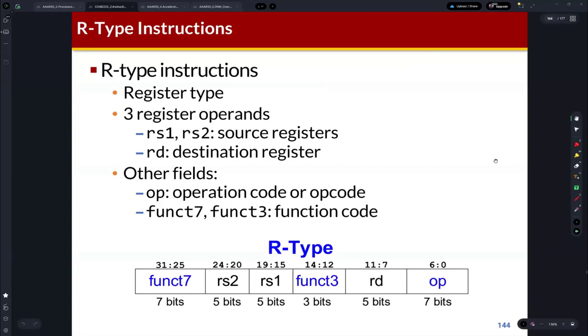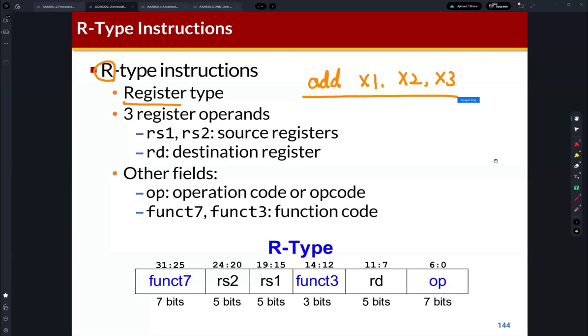Okay, let's learn about the R-type instruction. So in R-type instruction, the R represents the register type. So what does that mean? It means the instruction has all register operands, register operands only. An example is arithmetic instructions like add x1, x2, x3. In this example, the add instruction has 3 register operands, so it has only register operands.